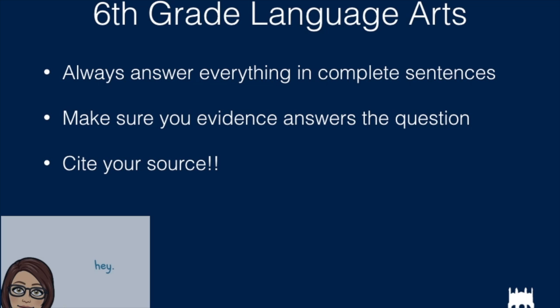So in 6th grade language arts, we really try to get the children to always answer everything in complete sentences, no matter if we're writing an essay or just answering comprehension questions based on an article. We want to make sure that they always use evidence to answer questions, whether that's orally or written, and to cite your source. Tell us where you got your information. That's to make sure we're not plagiarizing, and also to give credit to the actual author and researcher.